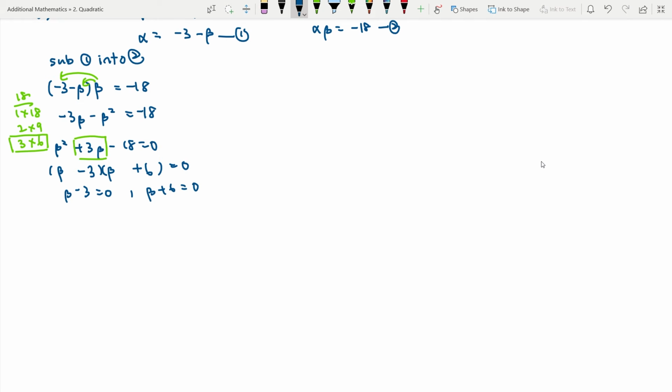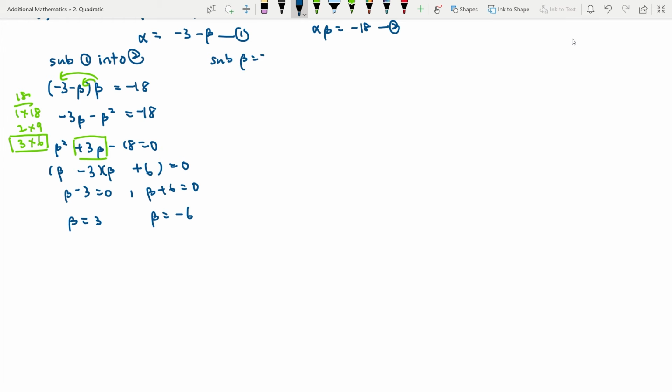For beta minus 3 is equal to 0, beta is equal to 3. And for beta plus 6 is equal to 0, beta is equal to negative 6. Since we have two values for beta, we will have two sets of answer. Let's find the first set.